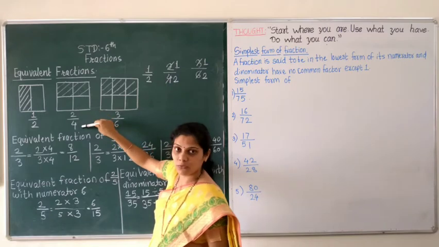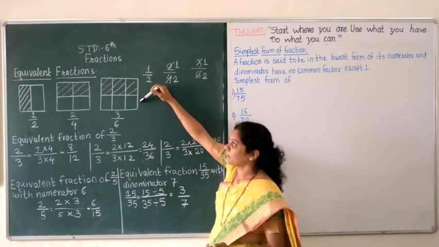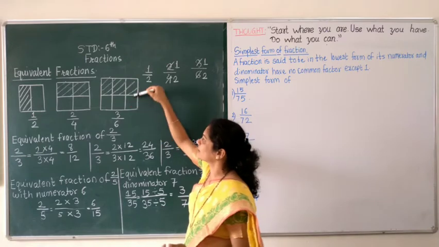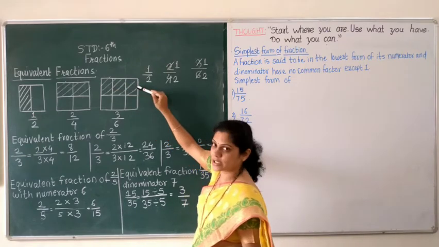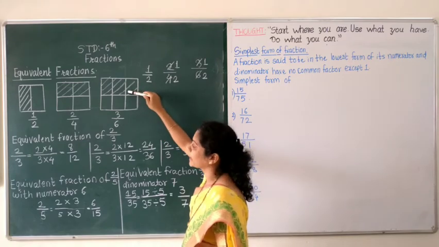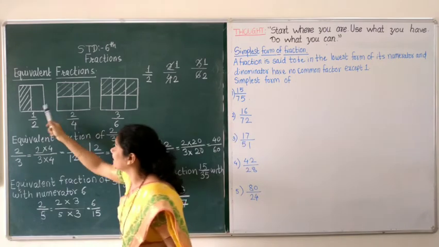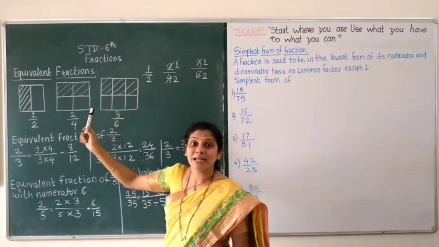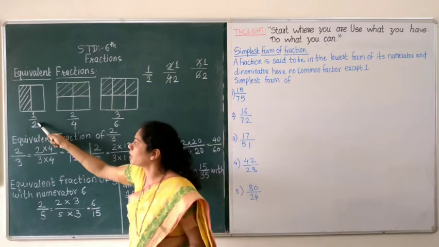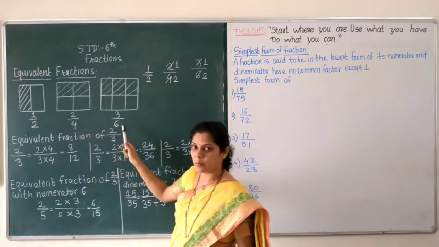2 upon 4. In this diagram, the square is divided into 6 parts and out of the 6 parts, 3 parts are shaded. So I can write here 3 upon 6. And now you can see half part is shaded. That means the value is the same but the representation in the form of a fraction is different. 1 upon 2, 2 upon 4, 3 upon 6.